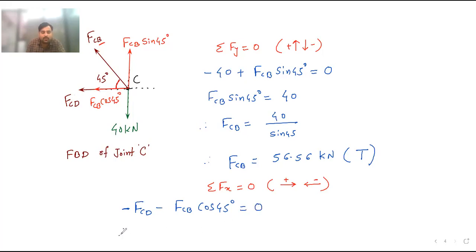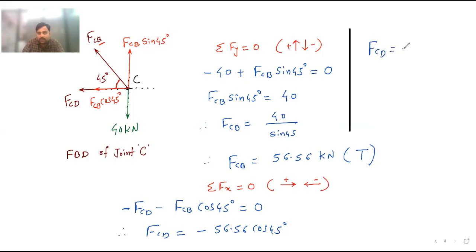Therefore, if I send FCD to that side, FCD will become plus. FCD is equal to minus FCB cos 45. What is the value of FCB? 56.56 into cos of 45. After solving this joint, what do you get? Minus 40. So I will write here FCD is equal to minus 40 kilonewton.